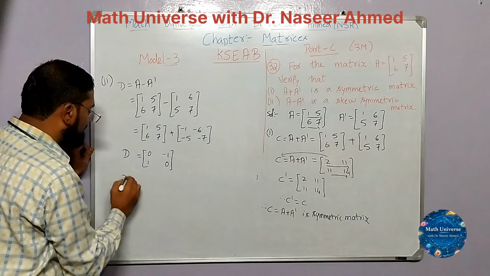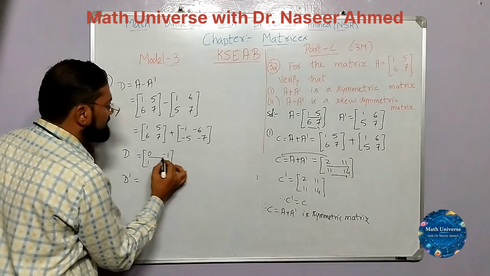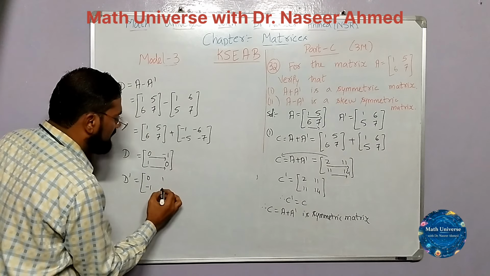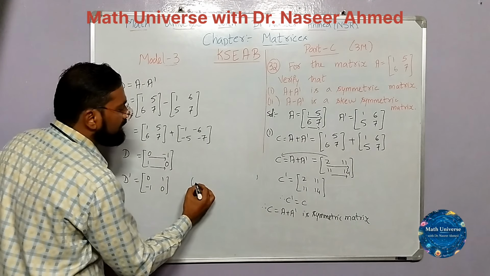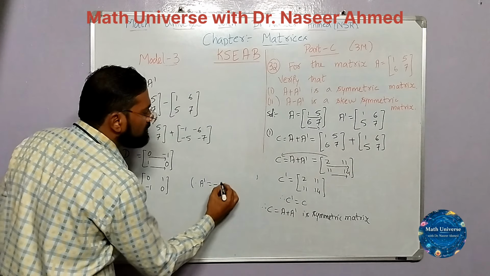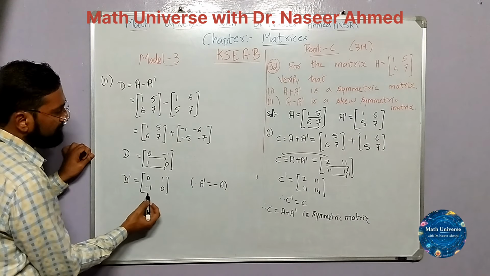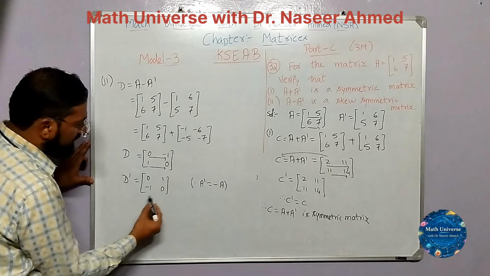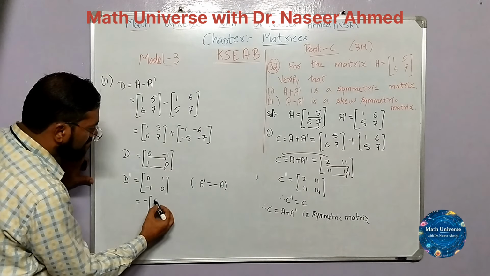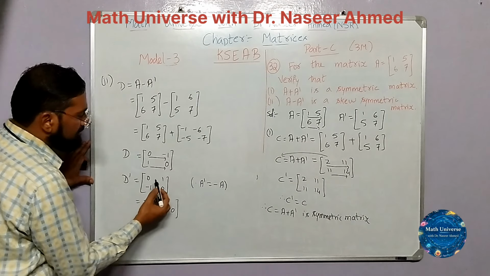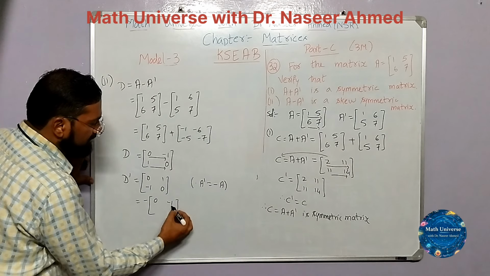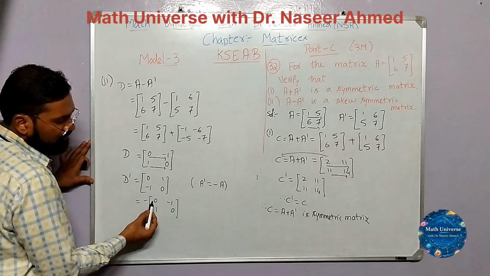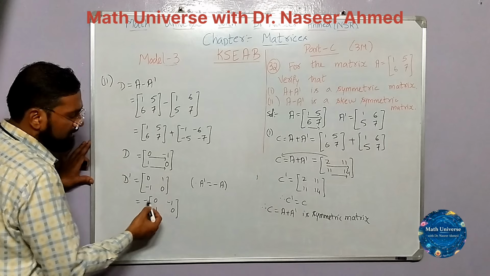Now if I take the transpose of this, the first row will change to the first column: 0, minus 1, and the second row will change to the second column. We know for skew symmetric we should have A transpose equal to minus A. If you see carefully, are these two matrices the same? You see the signs are not matching. So if I take the minus sign out, for 0 no need to bother about the sign, but minus into plus will be minus 1, minus into minus will be plus.